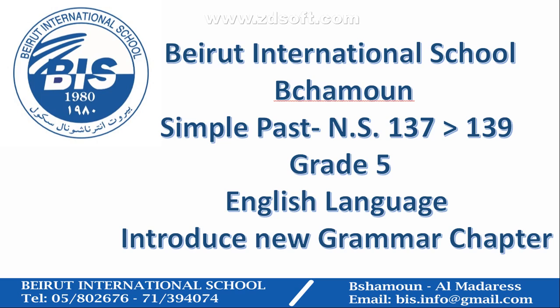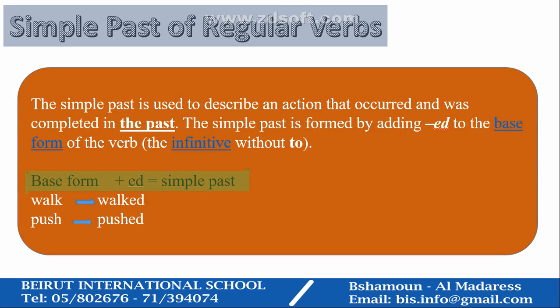about the simple past. First of all, we will start with something that we took before, which is the definition of the simple past. And as we know and said before, the simple past is used to describe an action that occurred and was completed in the past. The simple past is formed by adding ed to the base form of the verb. So whenever we want to talk about an action that was done before, all we have to do is add ed to the base form of the word, like here walk became walked and push became pushed.